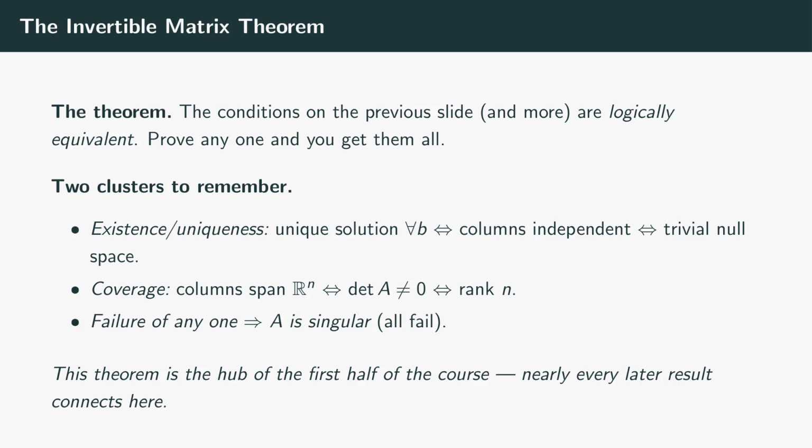The fact that all those conditions are equivalent has a name, the invertible matrix theorem. It says these statements are logically the same, so if you can verify any single one, you instantly get all the others for free. Think of it as a dozen different doors that all open into the same room.